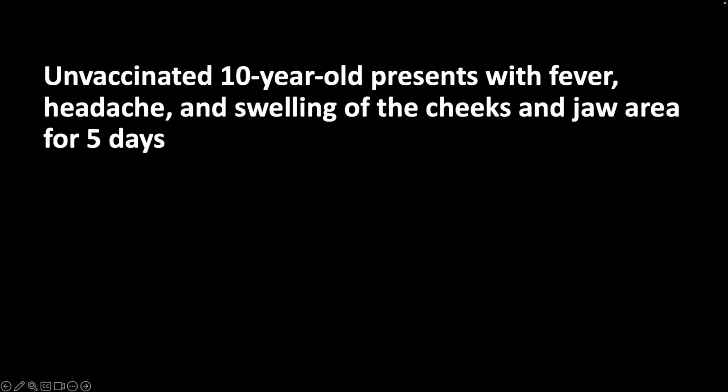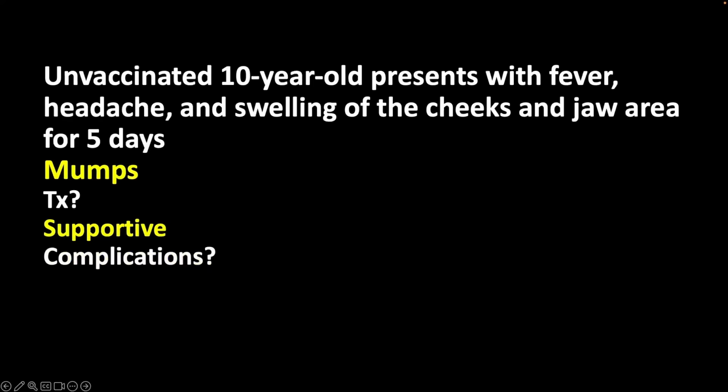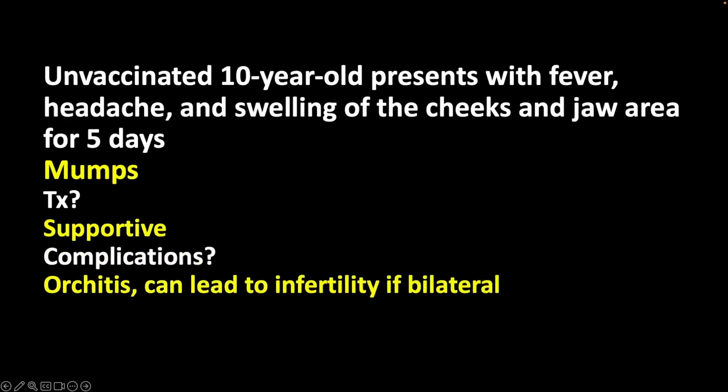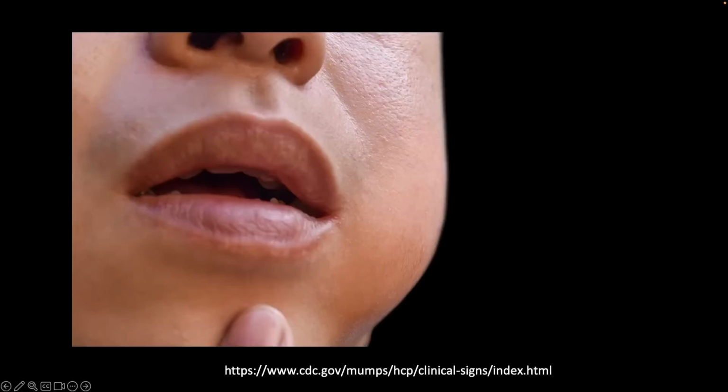Now we have a 10-year-old unvaccinated kid who presents with fever, headache, and swelling of the cheeks and jaw area for 5 days. What are we concerned for? Mumps. And how do you treat mumps? It's really supportive. And what are complications of mumps? The main one is orchitis because it can lead to infertility if it's bilateral. Here's an example of mumps.